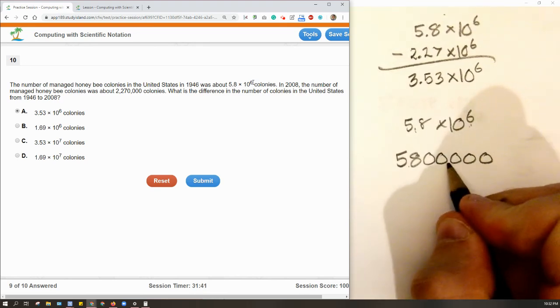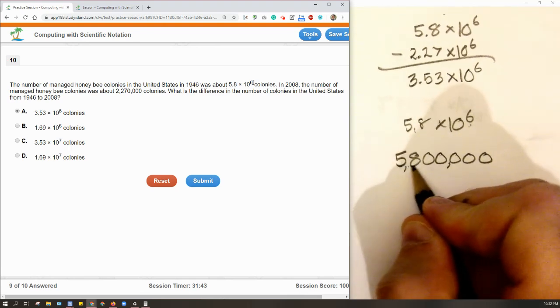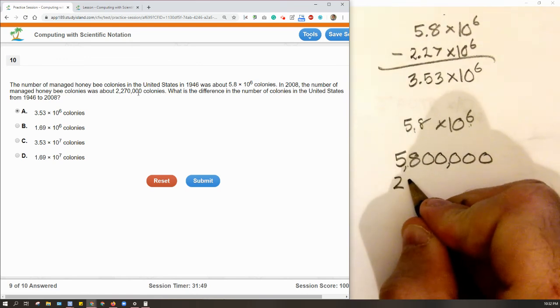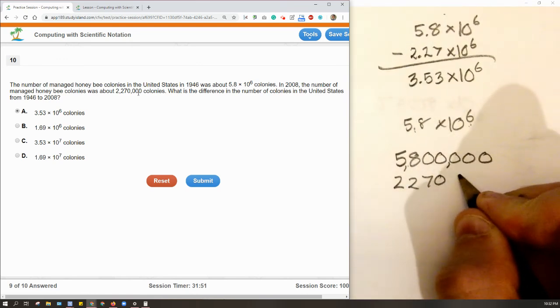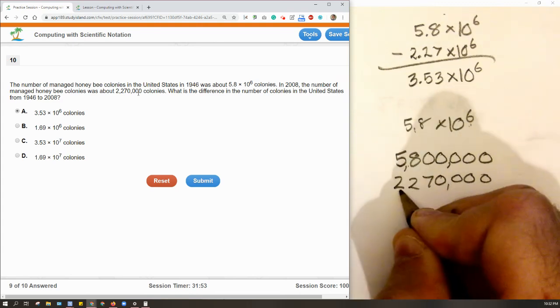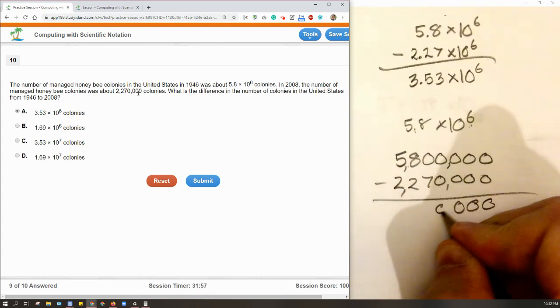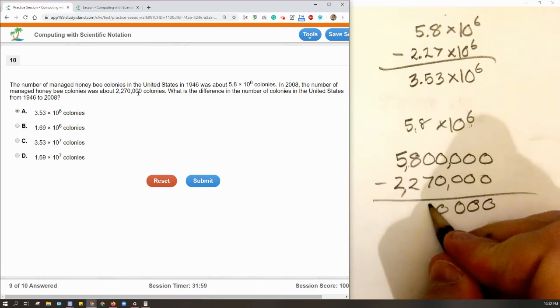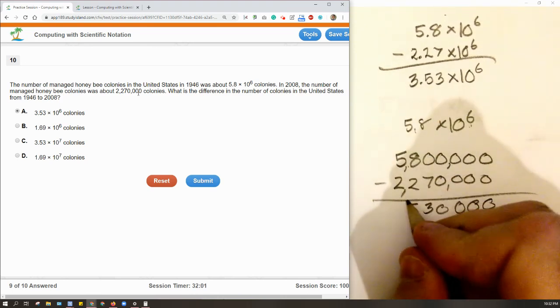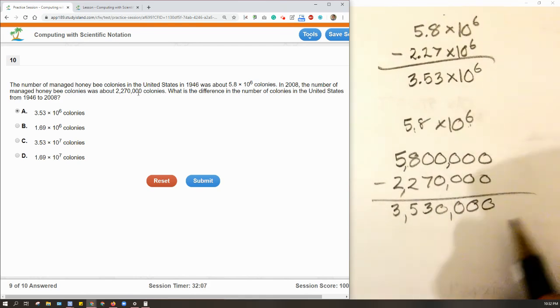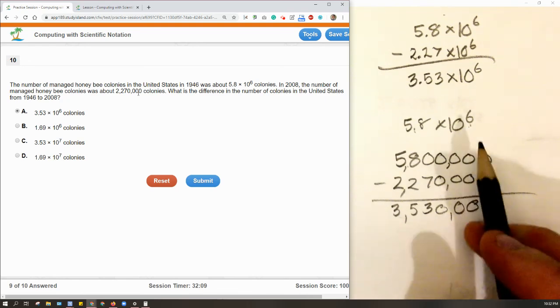So what did I just do? Let me put my commas in there. 5,800,000. There you go. And I'm going to then subtract the 2,270,000. And I just subtract my numbers. You got your 0, 0, 0 over here. You got your 0. You can do all your borrowing, and you're going to get a 3 and a 5 and a 3. So 3,530,000 as your answer.